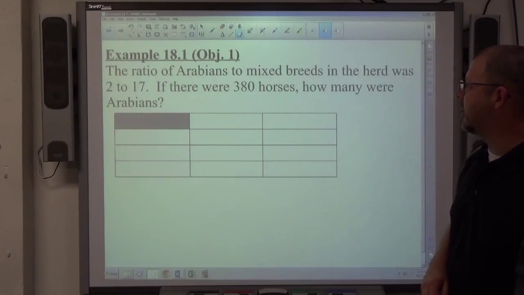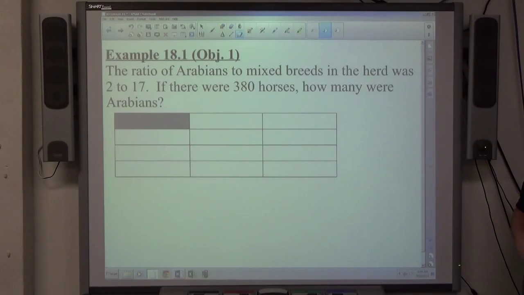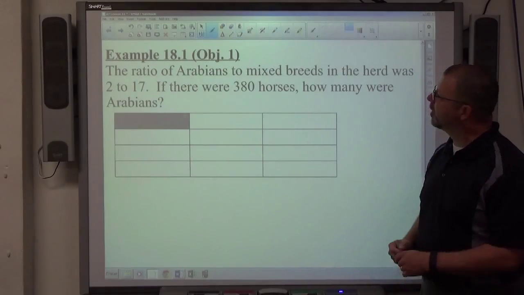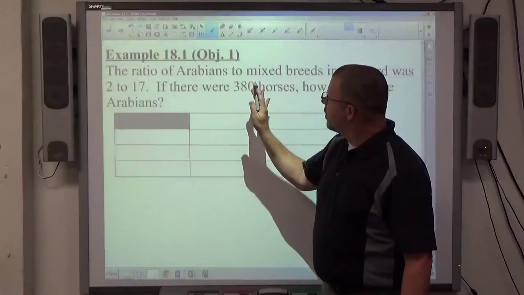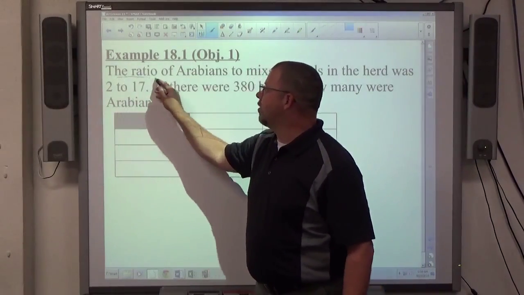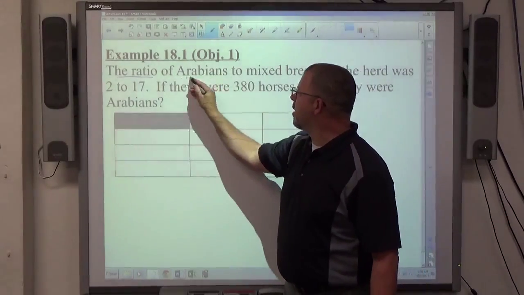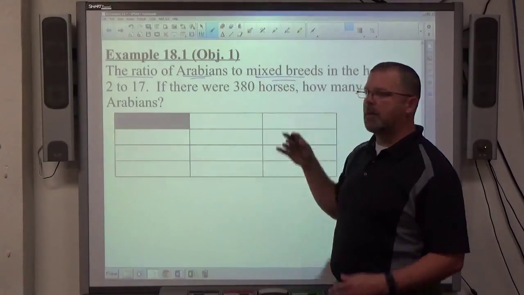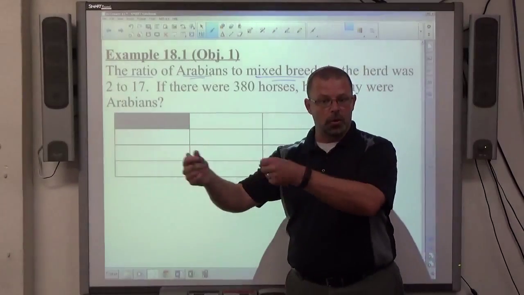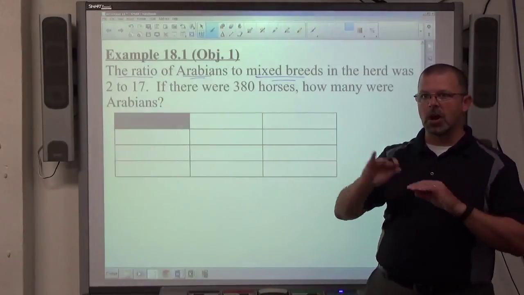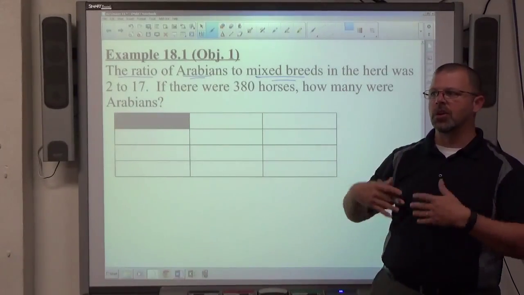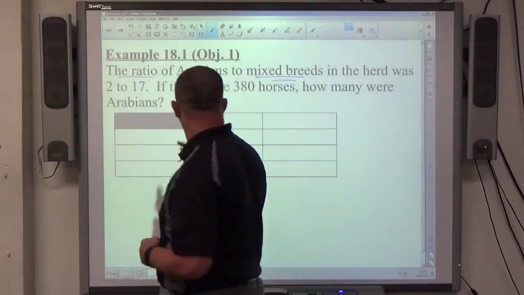The ratio of Arabians to mixed breeds in the herd was 2 to 17. We're talking about horses here. So we're doing a ratio word problem, comparing Arabians to mixed breeds, which are both types of horses. So if they're talking about either one of those specific types of horses, we're going to be dealing with the ratio numbers 2 and 17.